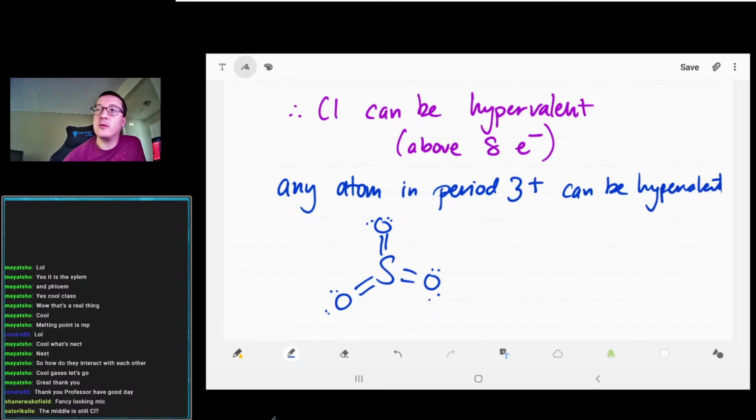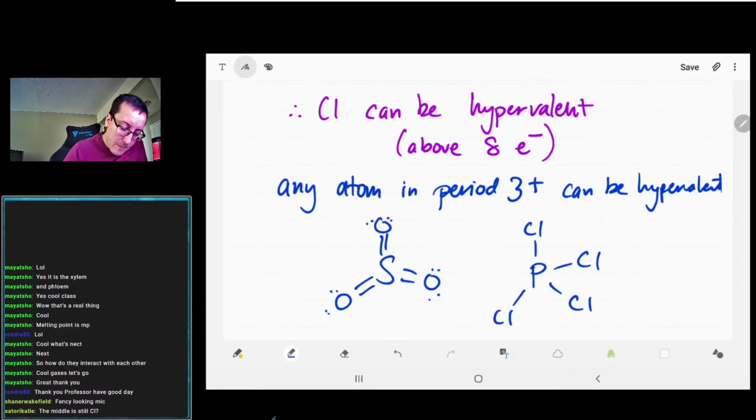And so we're going to see that this is pretty common to have hypervalent things. So phosphorus pentachloride here, the phosphorus will have 10 electrons.